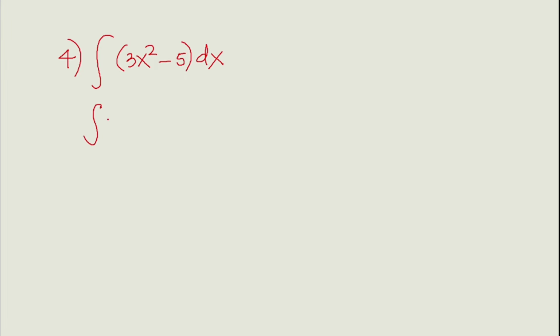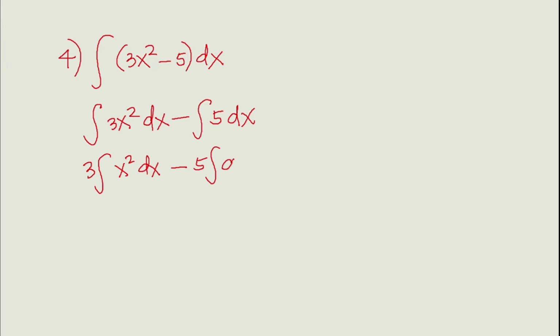So here, integral of 3x squared dx, minus integral of 5 dx. So 3 integral of x squared dx minus 5 integral of dx. So we have to do it step by step so that you could be able to understand. Okay, how did we come up with this? So how is this? So we have here 3.